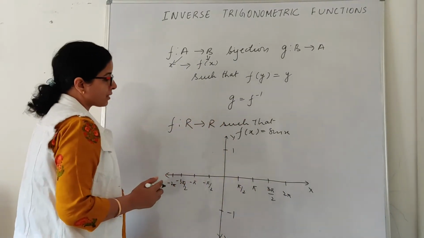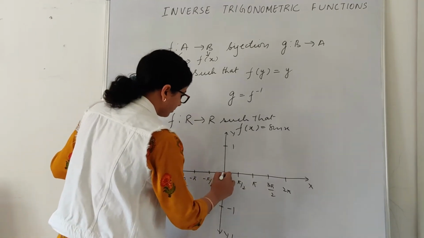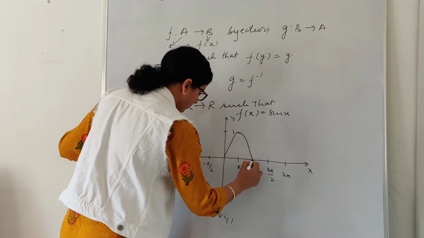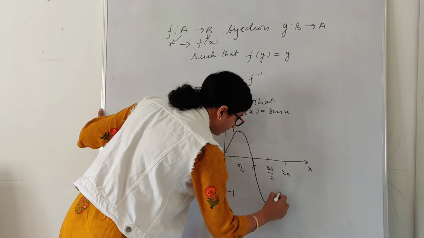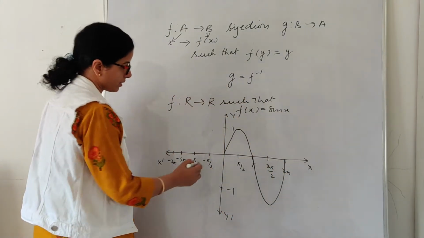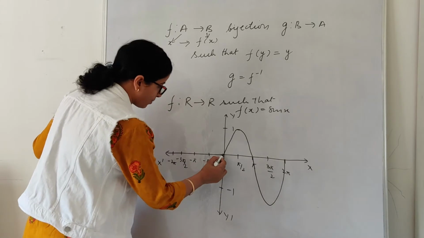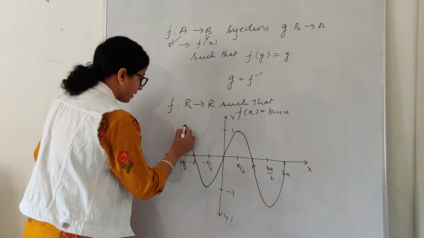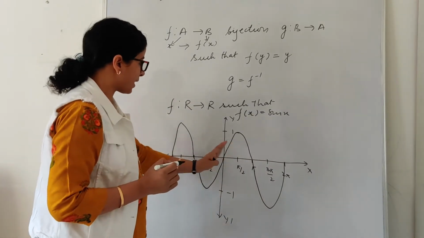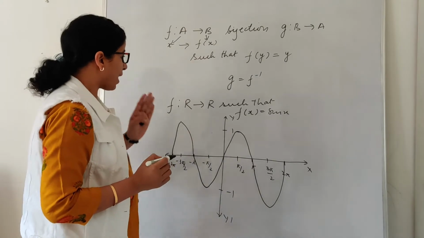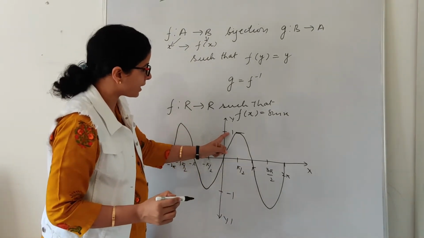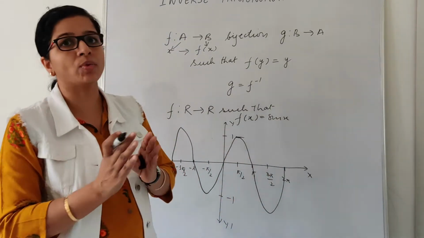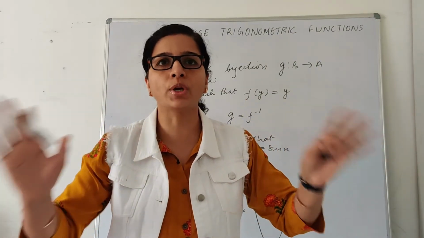Is that clear? So how does the graph go? At pi by 2 I have value 1, then at pi it goes to 0, at 3 pi by 2 the value is -1, and then at 2 pi. Similarly on this side, at minus pi by 2 I have -1, then 0, then 1. So this is my sine graph, right? I can check the maximum value of sine is 1, the minimum value is -1. So the values oscillate between -1 and 1. It does not go beyond that level.